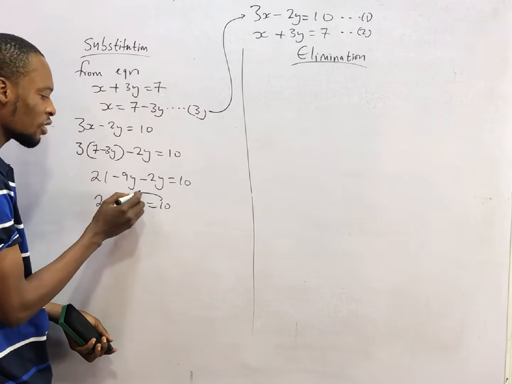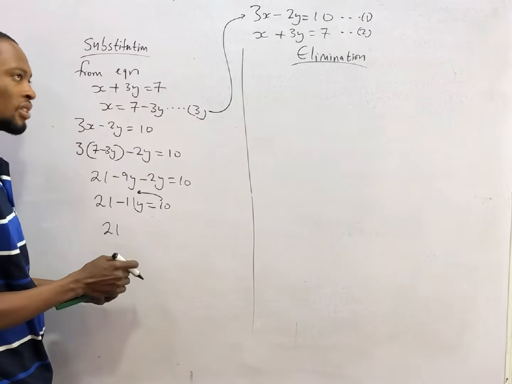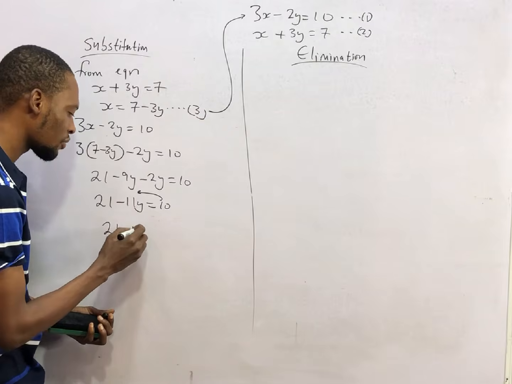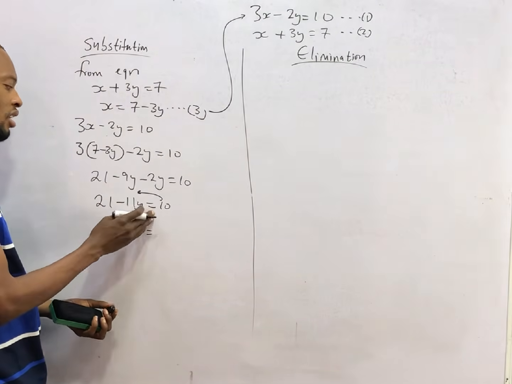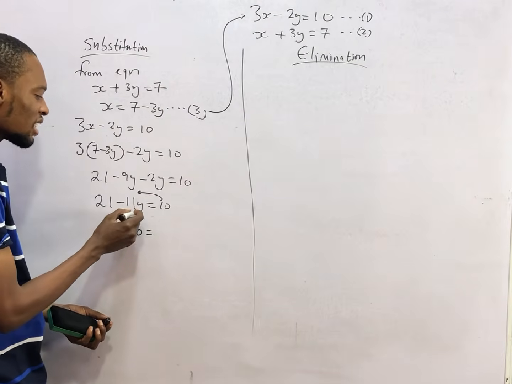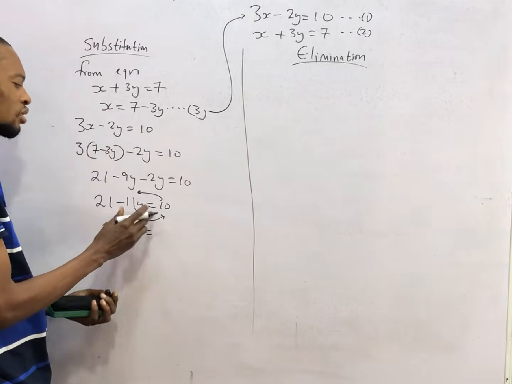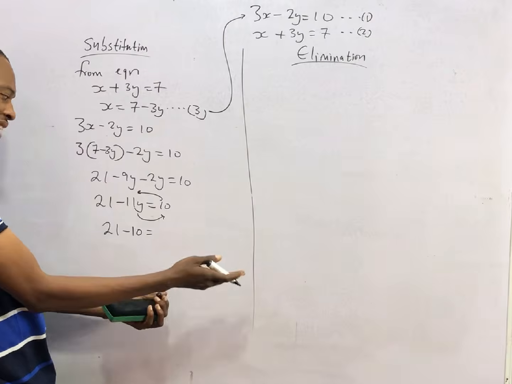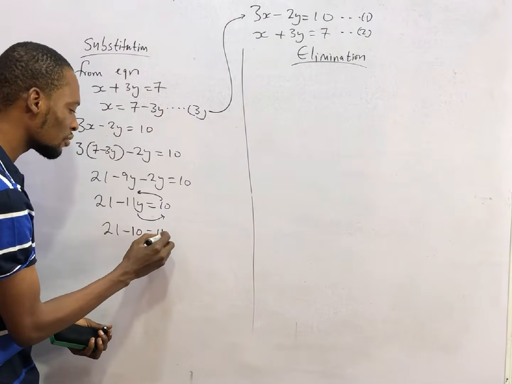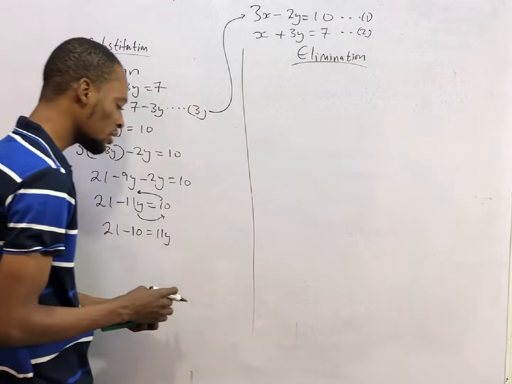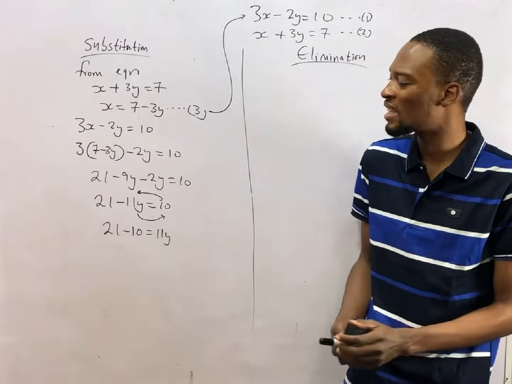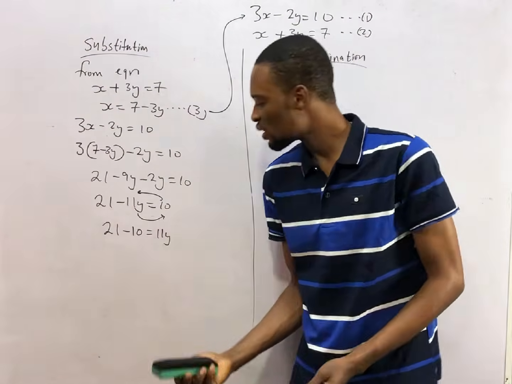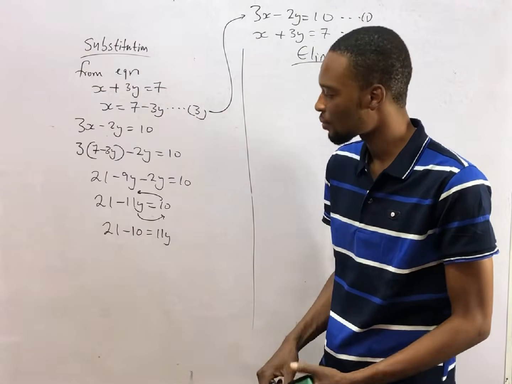If 10 comes here, crosses the equality sign, it becomes minus 10. So this is minus 10 equals, here is minus 11y. It is negative. If minus 11y crosses the equal sign to go to the other side, it becomes plus 11y. What have we done? We've collected like terms. The terms or the numbers without y on one side, the ones with y on the other side.